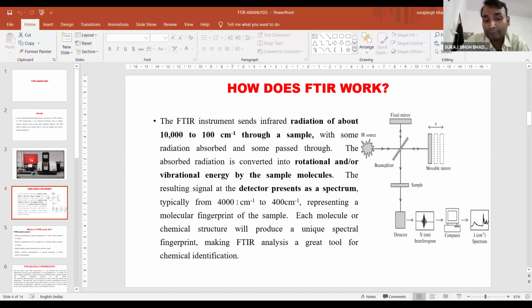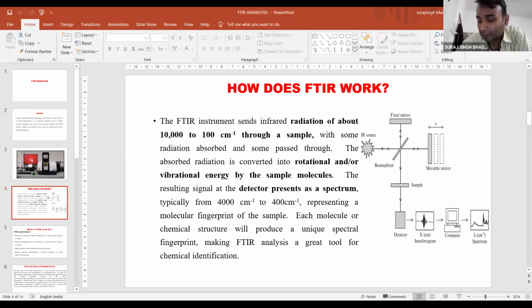which is typically around 4,000 to 400 centimeter inverse. So basically it is all about the molecular fingerprinting of any sample, either a concentrated sample, a highly diluted one, or one with moderate concentration. Every type of sample needs that type of analysis, which is totally based on the detection of functional groups.